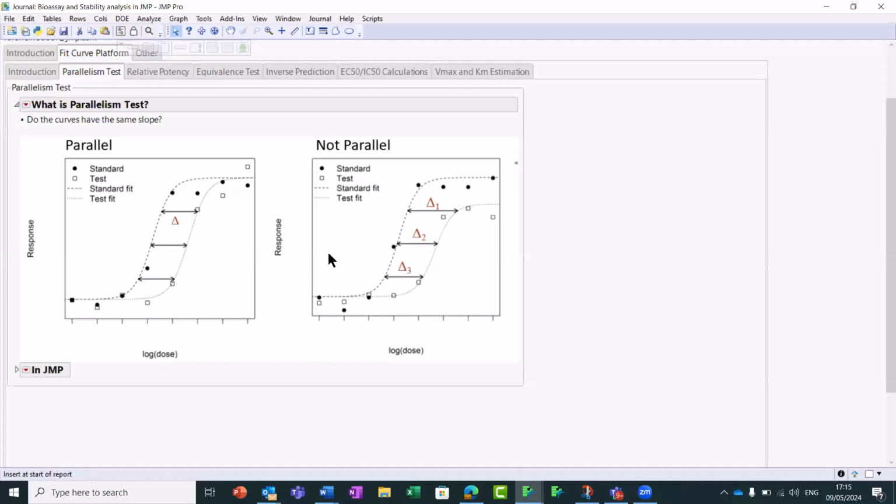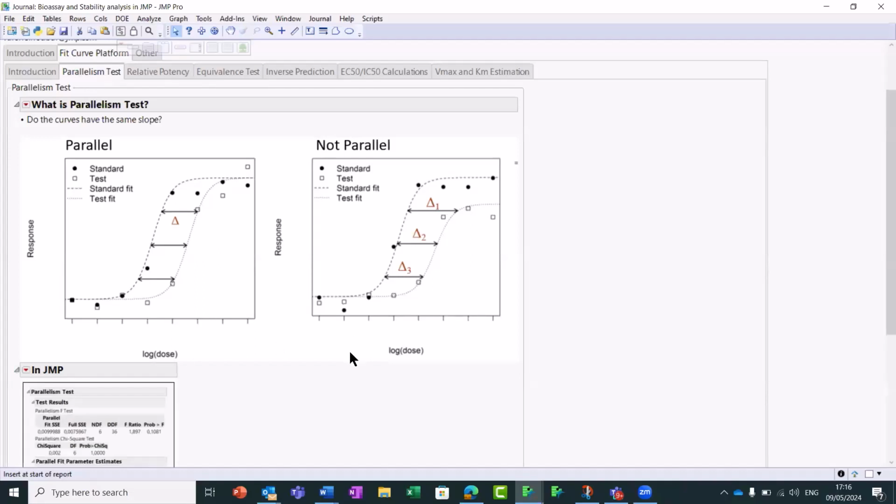If that's not the case, in a situation like that, if you have two curves, at any time you have a delta that is different. So you need to test if you are in this situation or in this situation. And of course, for this parallelism test, the shift of the two curves is not important. It's only the differences between the shifts that are important.